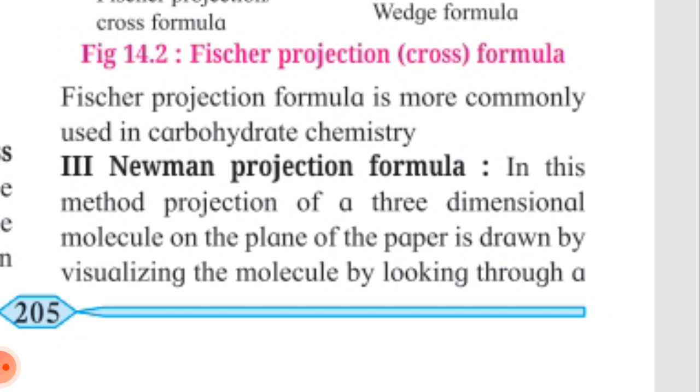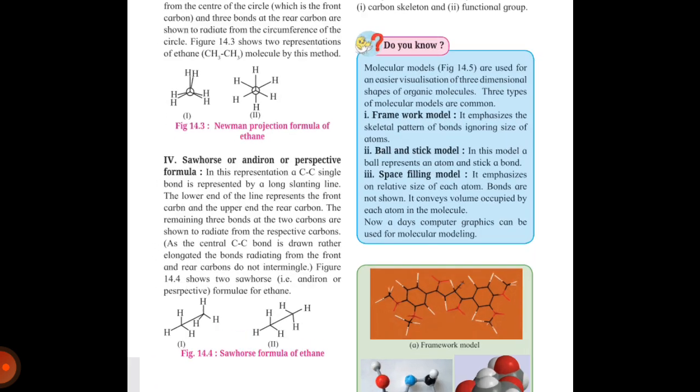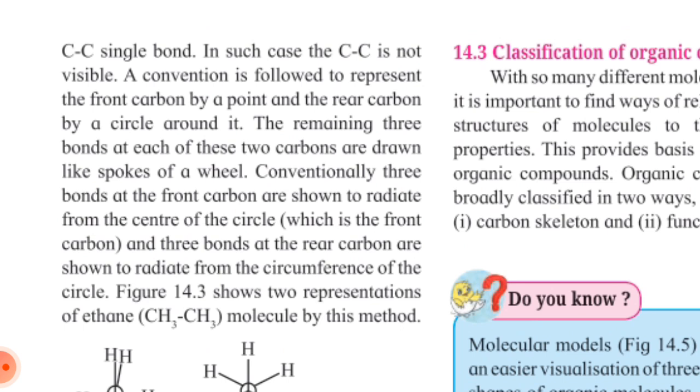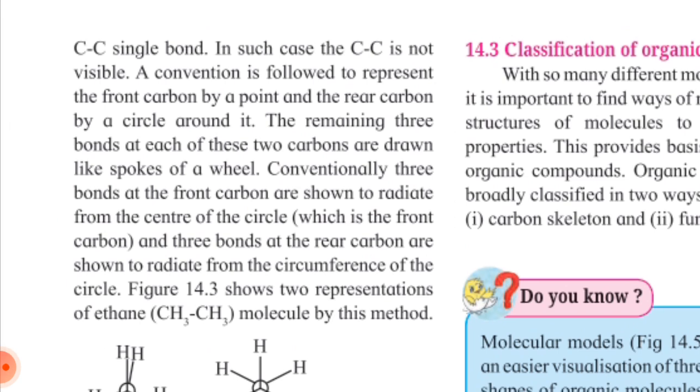Newman projection formula. In this method, the projection of a three-dimensional molecule on the plane of the paper is drawn by visualizing the molecule by looking through a C single bond C. In such a case, the C single bond C is not visible. A convention is followed to represent the front carbon by a point and the rear carbon by a circle. The remaining three bonds at each of these two carbons are drawn like spokes of a wheel.